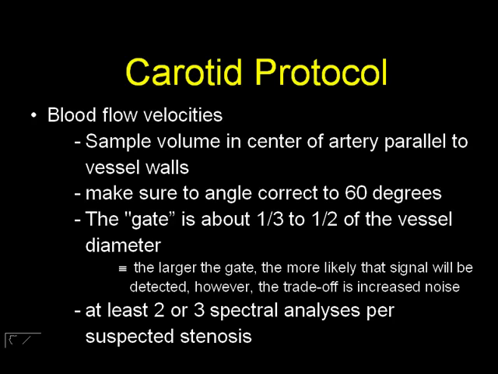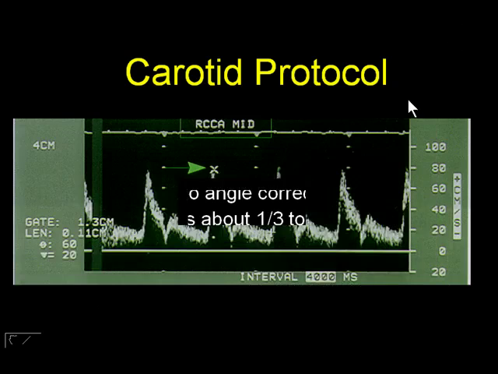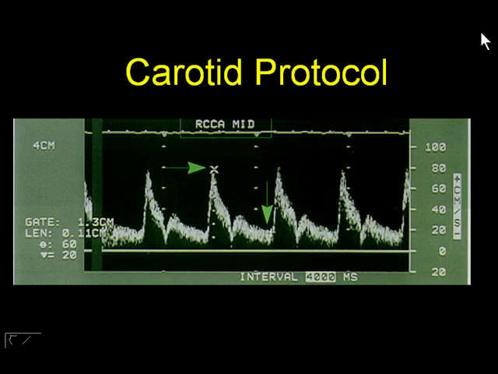Another very important factor is to make sure, in the presence of suspected stenosis, that you're obtaining at least 2 to 3 spectral analyses per suspected stenosis, all of which put the patient within the same stenosis range. 1 or 2 really is not enough, especially if there's some contradiction about which range of stenosis that patient is in. So you want to get at least 3 spectral waveforms per stenosis.